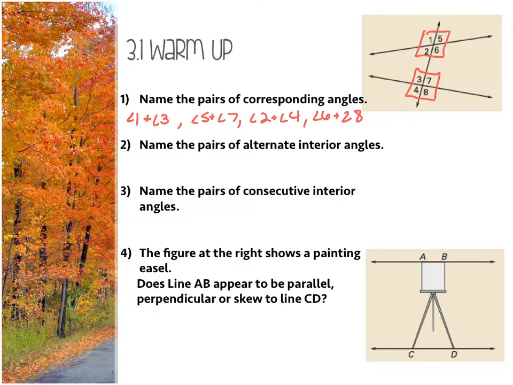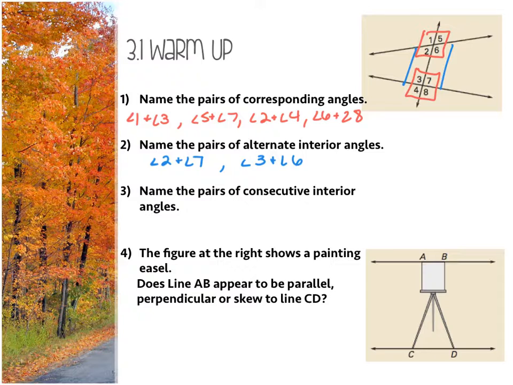Number 2 says name the pairs of alternate interior angles. So alternate means opposite side of the transversal. Interior is in between, right? So these are my interiors. What are the alternate interior pairs? Jose. Angle 2 and angle 7, and angle 3 and angle 6. Good.